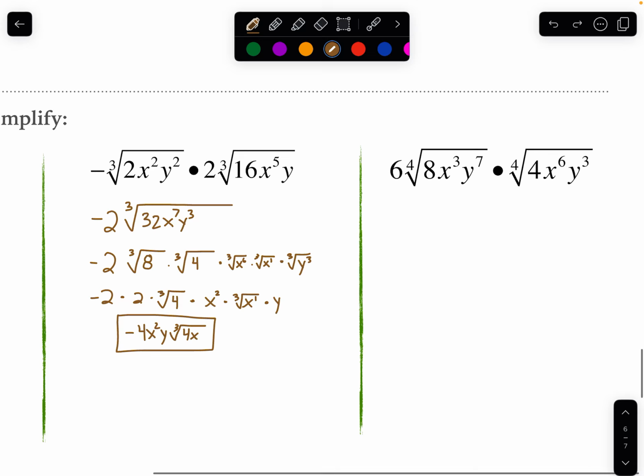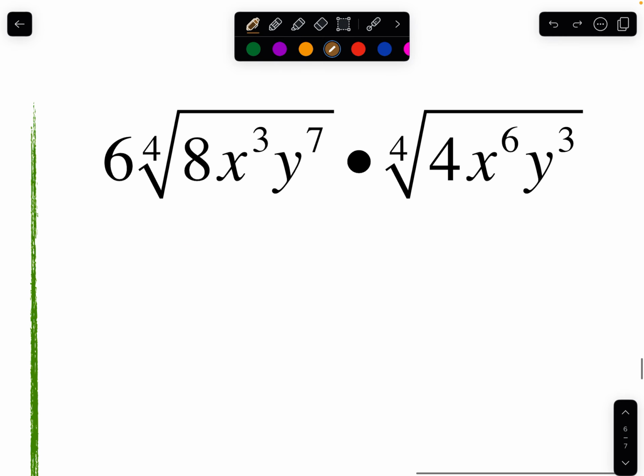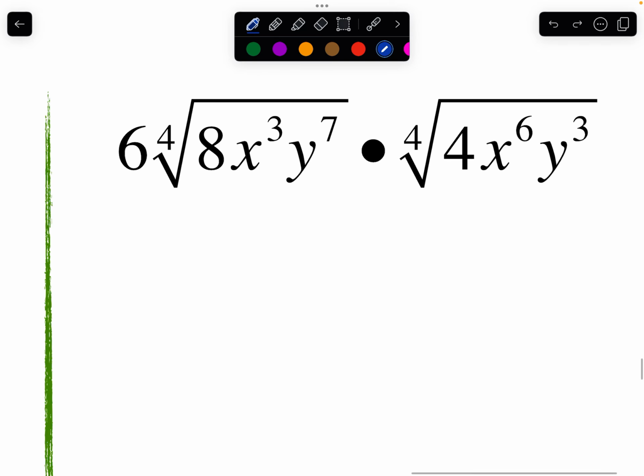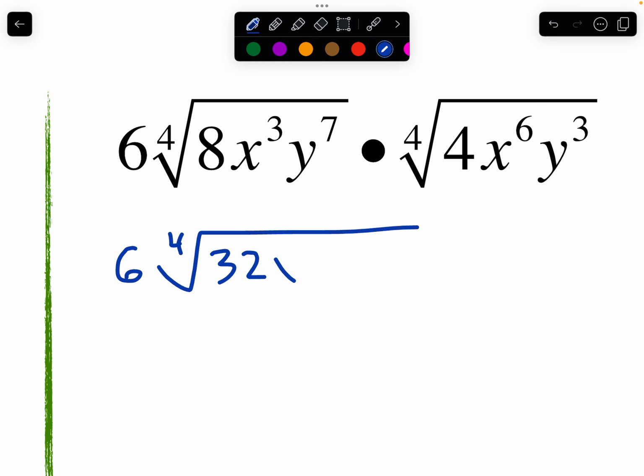One final example here. Let's try this fourth root example. I'll try to speed things up perhaps a little bit here. We start by multiplying any coefficients outside of the radicals. We've got a 6 times a 1, and 6 times 1 is 6. Inside of the fourth root, we have 8 times 4, x cubed times x to the 6th, y to the 7th times y to the 3rd. So there the multiplication has been accomplished.